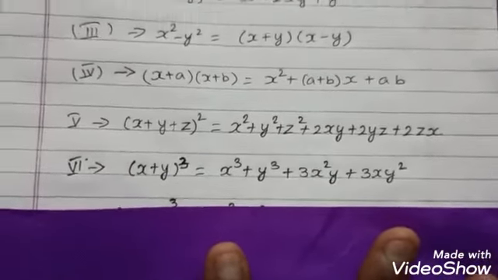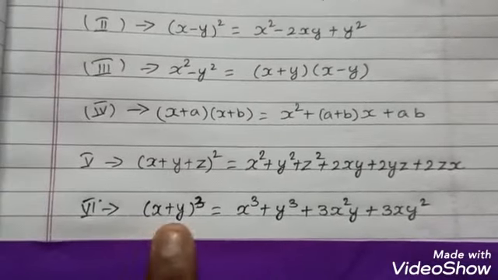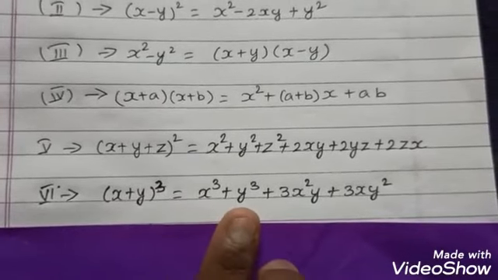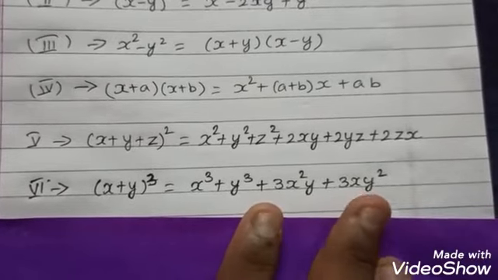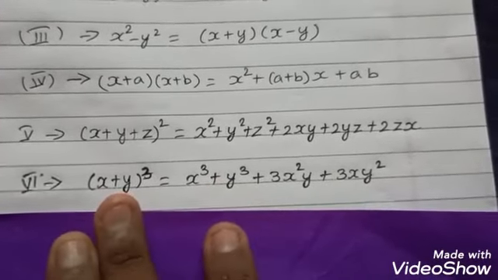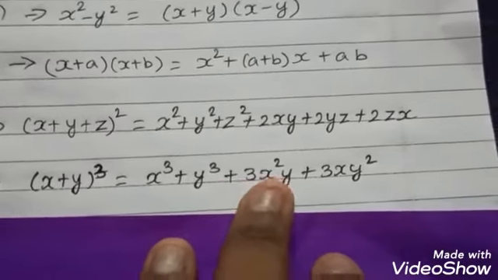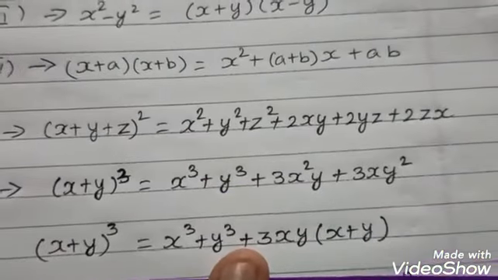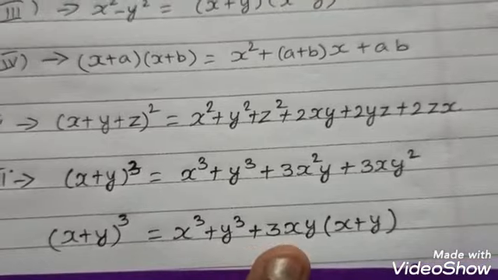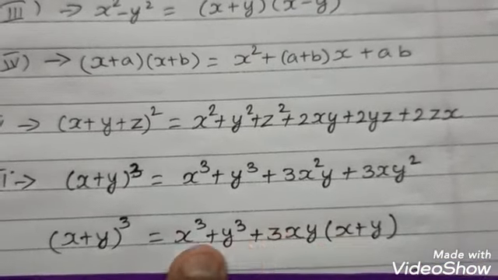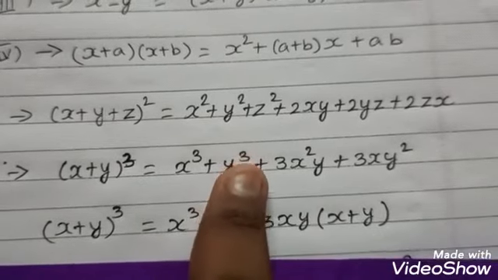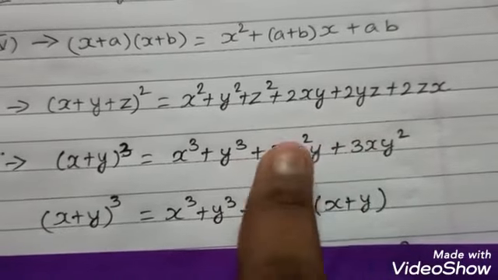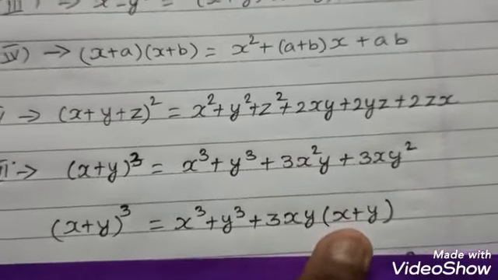So the next identity is the cube of the sum of two numbers. So x cube plus y cube plus 3x square y plus 3xy square is the expansion of this identity. But here you have to see that 3xy is common, so you have to take it common. So it can be like this: x cube plus y cube plus 3xy into (x plus y). In your book they are directly given in this formula, but this is the correct expansion. You have to take common from the last two terms. It appears like this.